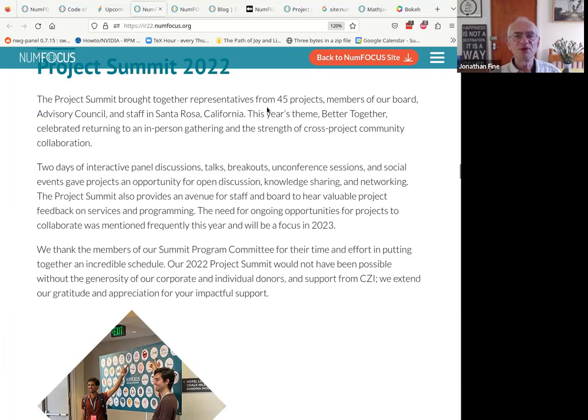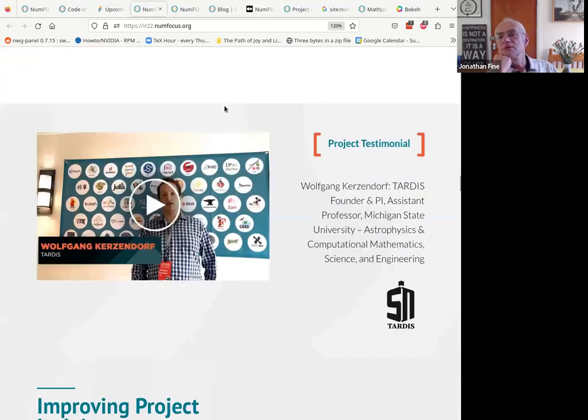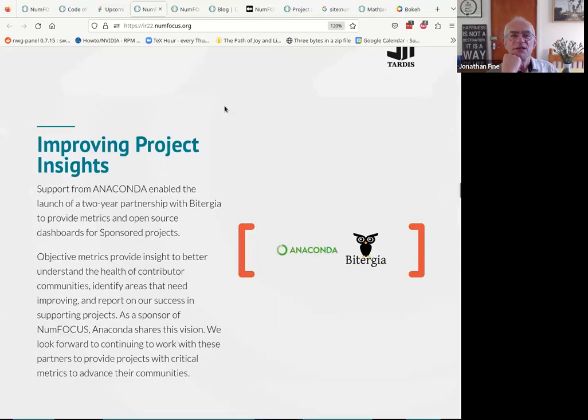Representatives from 45 projects, plus the board, the advisory council, and the staff. So there must have been about 90 people there, I reckon, which is about the size of a tech conference. Probably double, well, yeah, about the size of a tech conference. Testimonials. So Wolfgang is with TARDIS. Astrophysics and computational mathematics.